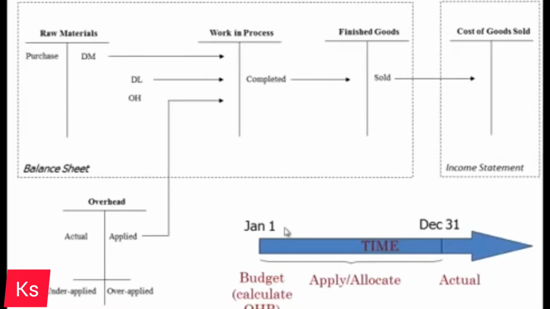Just a word about timing. Again, the overhead rate is computed as of the beginning of the year. It's based on the budget. And then the overhead is allocated or applied to the various products throughout the year using that predetermined overhead rate. At the end of the year, you would see what your actual overhead was, because remember, the overhead rate was computed based on budgeted or expected overhead. At the end of the year, you would know exactly what your overhead was. There oftentimes is a difference between what the actual overhead was and what you budgeted, and we would end up in a situation with over or under applied overhead because of that.